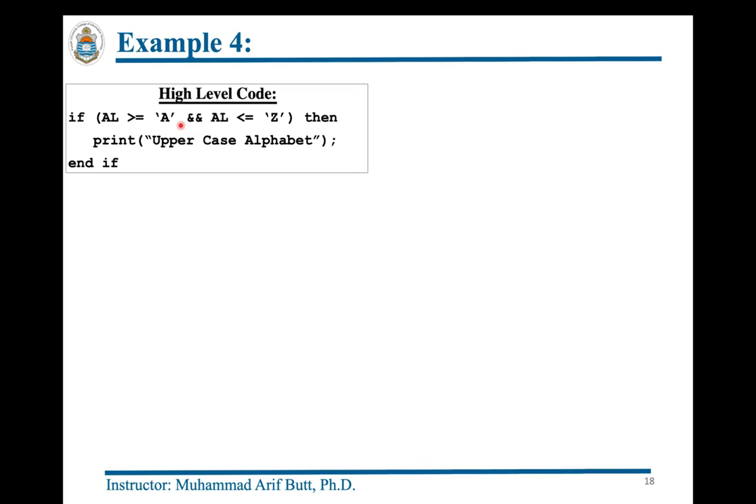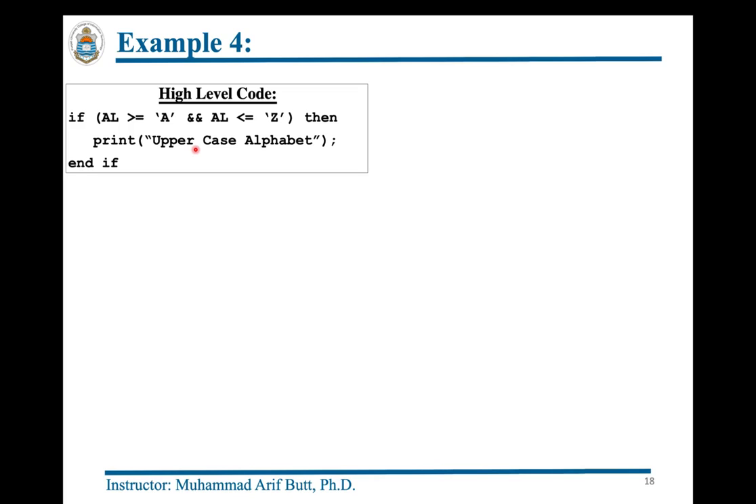Well, this example contains a condition which is further composed of two conditions and joined by a logical AND operator. So this overall condition will evaluate to true if both these conditions are true. That is, if AL is greater than or equal to capital A and AL is less than or equal to capital Z, that means AL contains an uppercase alphabet, only then this line will be printed.